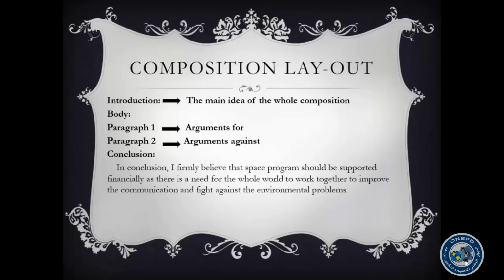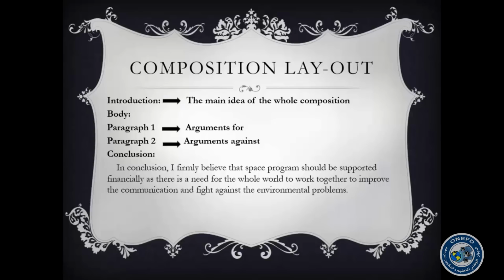In the body, you have two paragraphs. In the first paragraph, you explain why you are for the statement, why you are defending it, and in paragraph 2, you explain why you are against this statement, using of course arguments in paragraph 1 or paragraph 2. Lastly, we arrive at the conclusion. Generally the conclusion is a summary of a personal opinion, so that's why we gave you a sample of a conclusion. In conclusion, I firmly believe that the space program should be supported financially, as there is a need for the whole world to work together to improve communication and fight against the environmental problem.